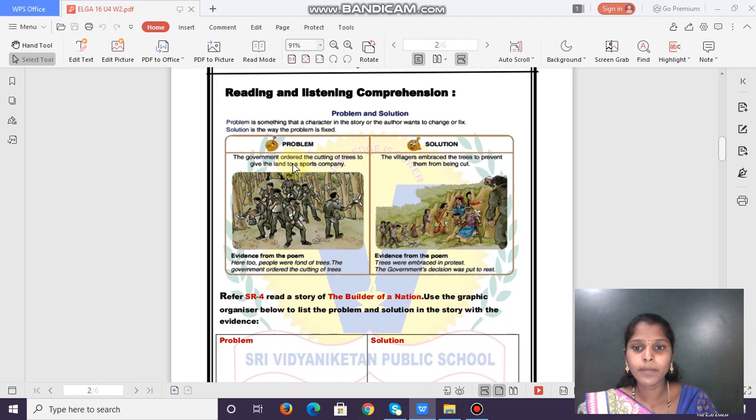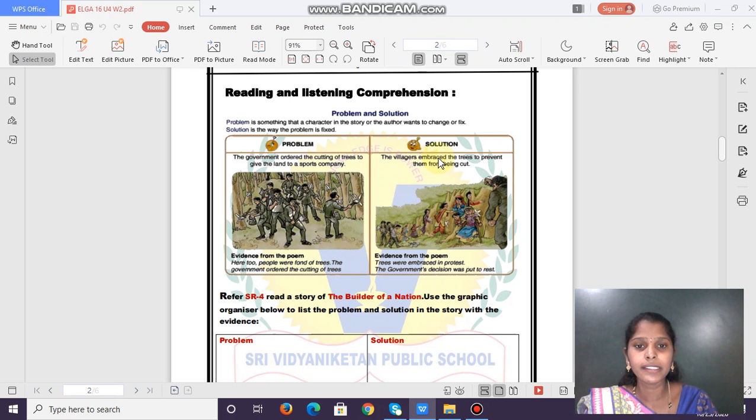The government ordered the cutting of trees to give the land to a sports company. What is the evidence of this? Here, two people were fond of trees. The government ordered the cutting of trees and gave the place to a sports company.